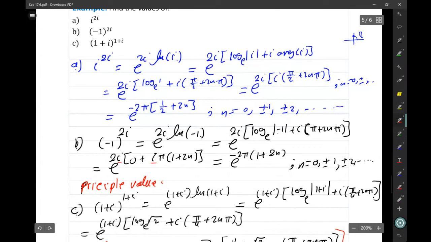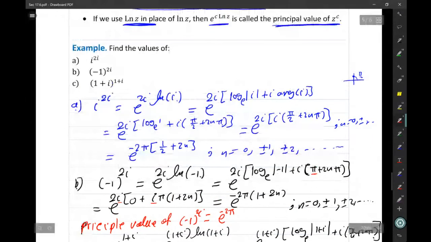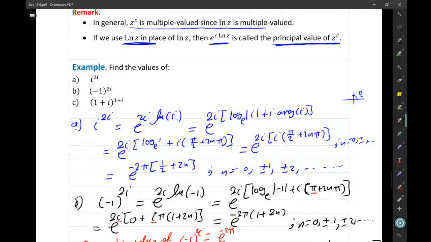The principal value of (-1) to the power 2i is equal to what? It is equal to e to the power minus 2 pi, because n will be 0 for the principal value. So because we will take here just only pi, we will not take 2 n pi. That is the principal value for the first one.